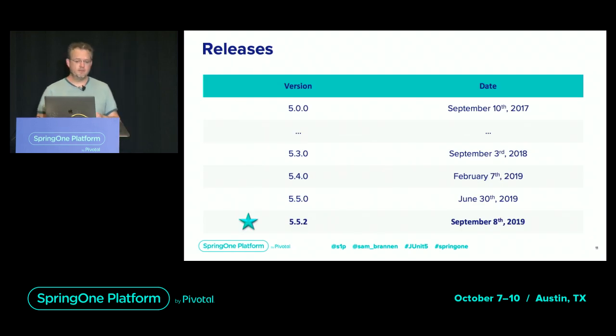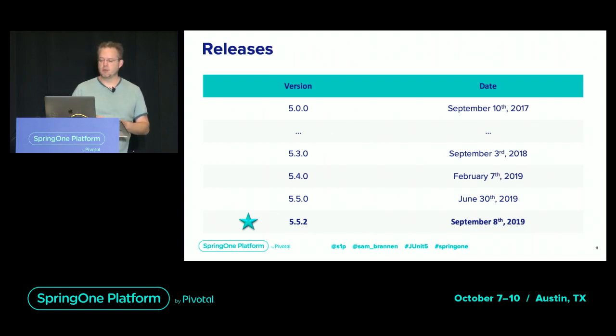In terms of versions, we released 5.0 after about 2 years of development back in late 2017. We've had several releases in between, 5.1, 2, 3, 4, 5, etc. 5.5 being the most recent, and 5.5.2 is what you should be on if you want the latest and greatest, including bug fixes. That was just last month, right?